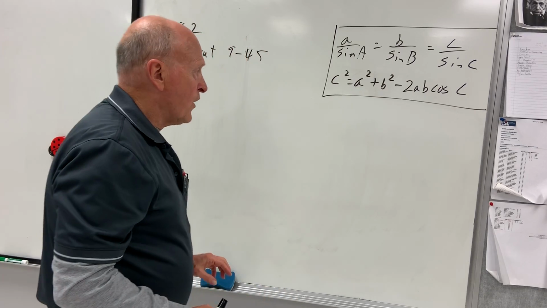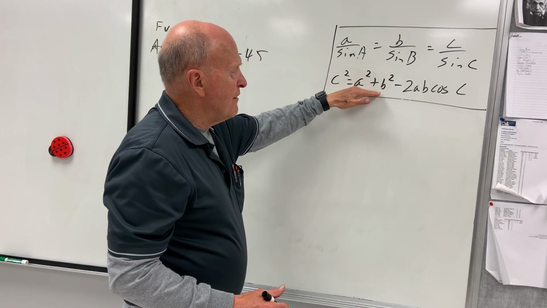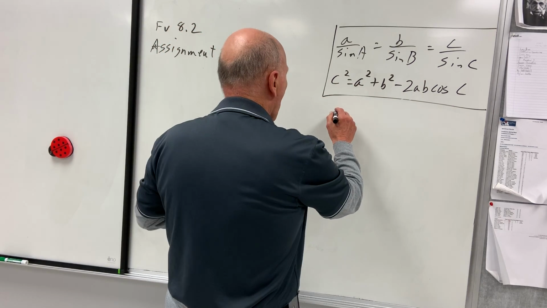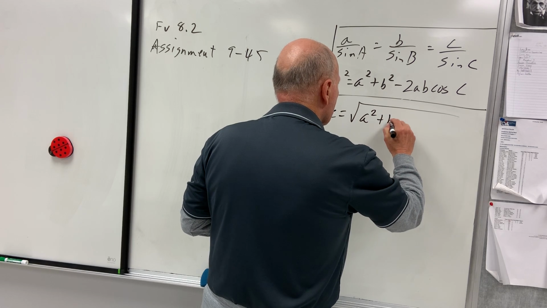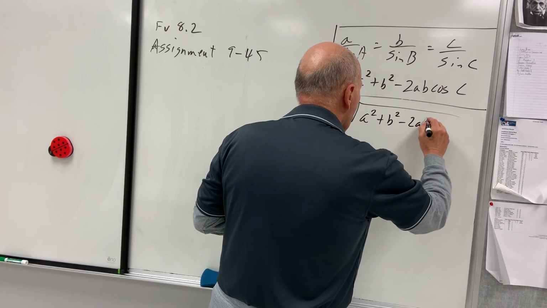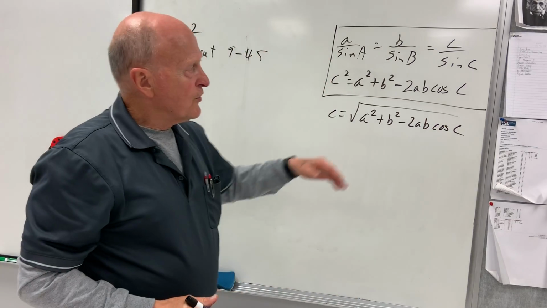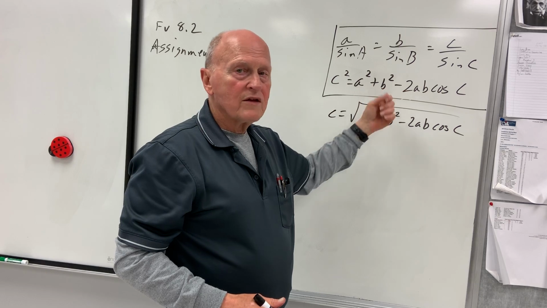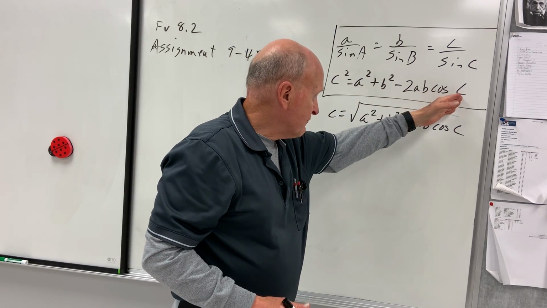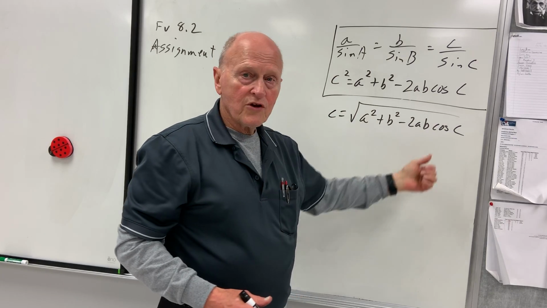Also, when we're looking for the side, we will most of the time use this formula in this form: c equals the square root of a squared plus b squared minus 2ab cosine C. However, if we're looking for capital C, then we'll leave it in the form that it's in to begin with. But if we're looking for little c, we will probably use it in this form.